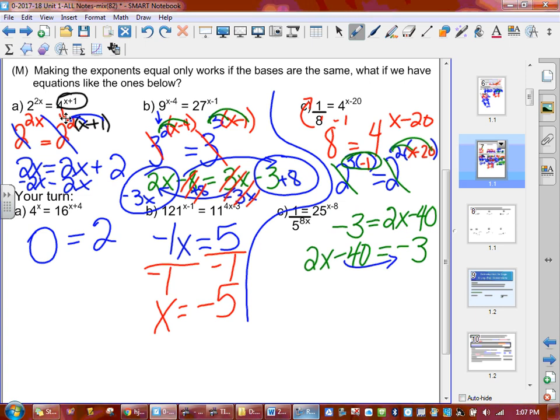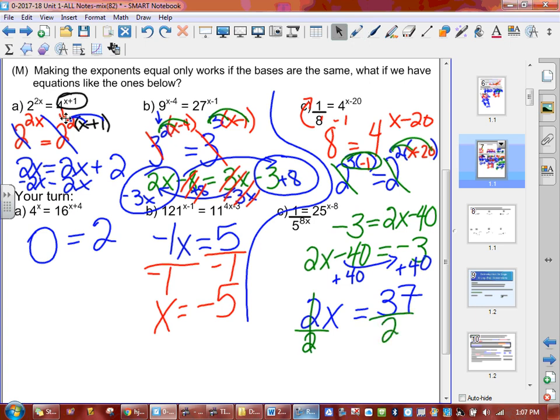So we'll get 2x equals 37. This one's going to give us a decimal answer, and that's okay. So we just need to take 37 now and cut it in half. So we are dividing by the coefficient. So now this is going to give us x equals how big? 18.5. Good.